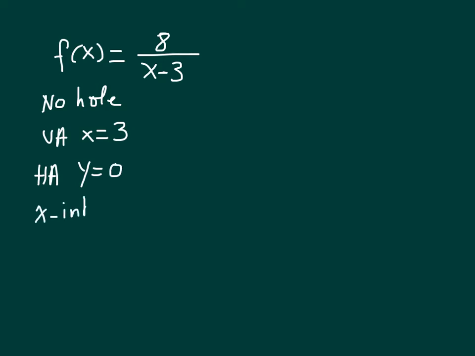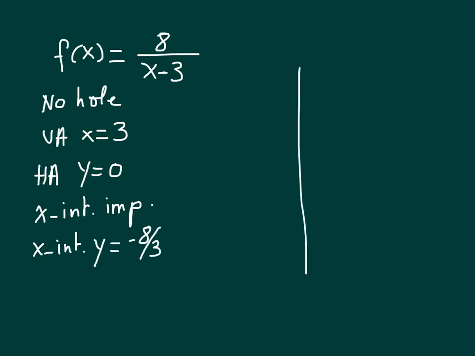X-intercept, it's impossible because we cannot make the numerator equal to 0. The y-intercept, you make x equal to 0 and you find y equals negative 8 over 3. When you attempt to graph this function, you have a vertical asymptote at 3. You have a horizontal at 0. And you have a y-intercept at negative 8 over 3, which is about right over here.